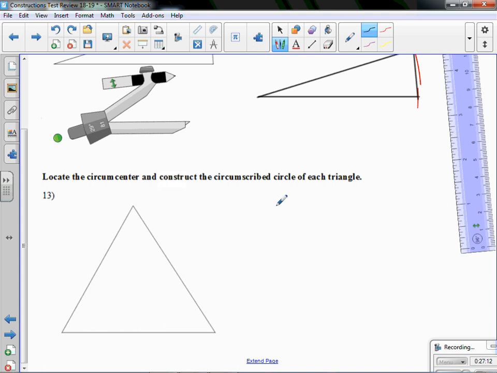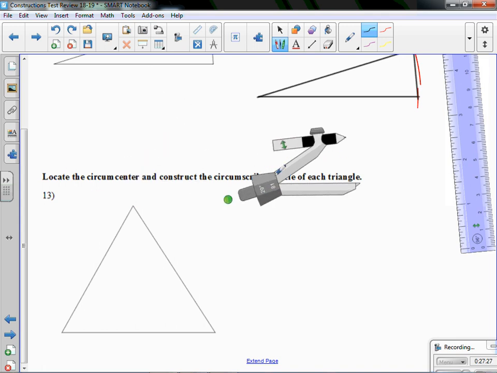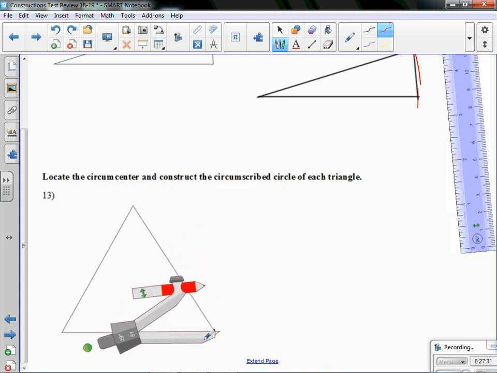All right, locate the circumcenter and construct the circumscribed circle of this triangle. So the circumcenter is where the perpendicular bisectors of the triangle intersect. So my first job is to construct at least two of the perpendicular bisectors.